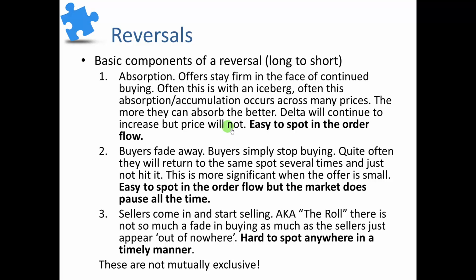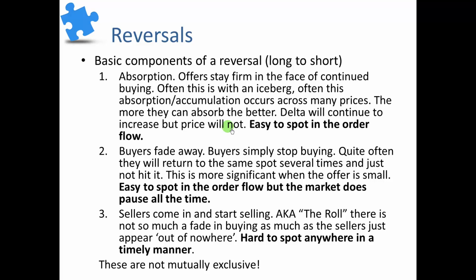So in terms of being easy to spot, absorption is the easiest thing to spot. It's the easiest sign of a reversal to spot. One of the reasons it's easy to spot, and this kind of harks back to the HFT question, is it takes place over a decent amount of time.